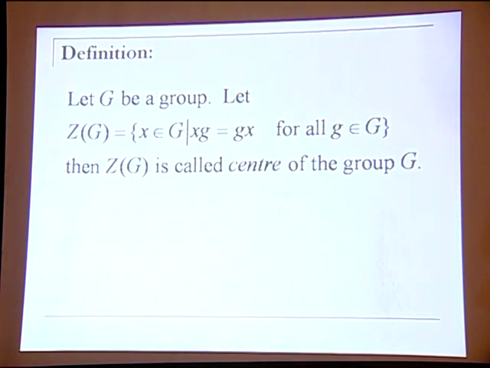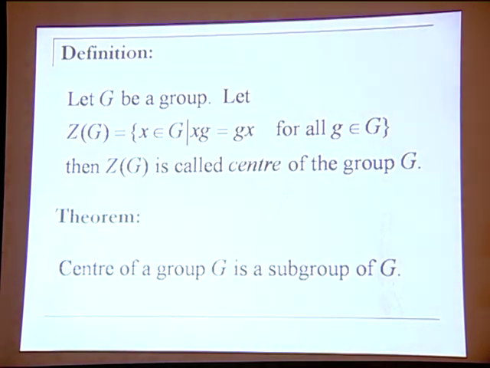Now, what is the center of a group? If G is a group, let Z(G) be equal to the set of x belonging to G such that xg is equal to gx for all g belonging to G. Then Z(G) is called the center of the group. That is, if we take any element of G and another element of G, and the commutative property holds, then we say that Z(G) is the center of the group.